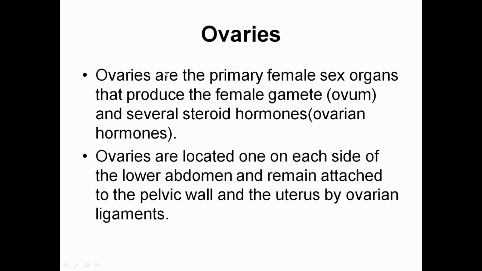Now come to the ovaries. Ovaries are the primary female sex organ that produce the female gamete, that is the ovum, along with some steroidal hormones. These steroidal hormones are referred to as ovarian hormones. Ovaries are located one on each side of the lower abdominal section and remain attached to the pelvic wall. This is very important. They remain attached to the pelvic wall and the uterus by the ovarian ligament.